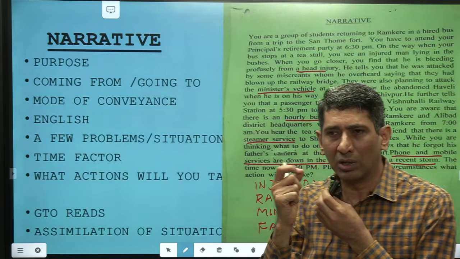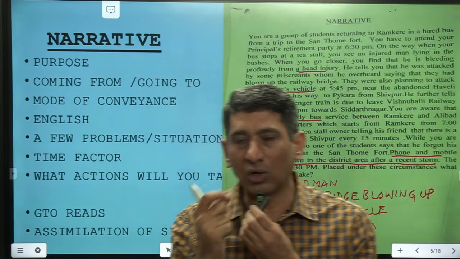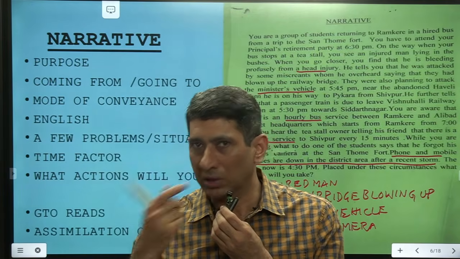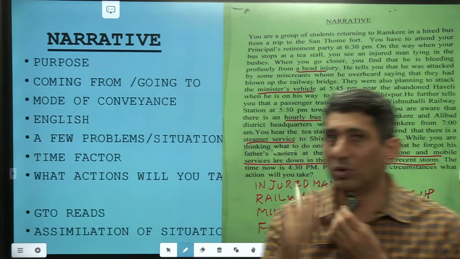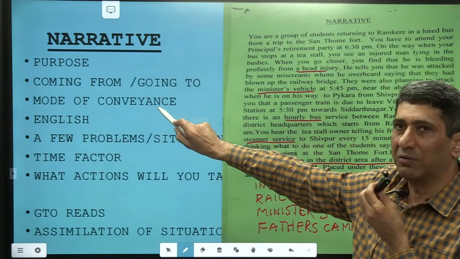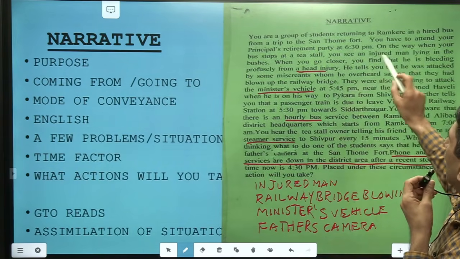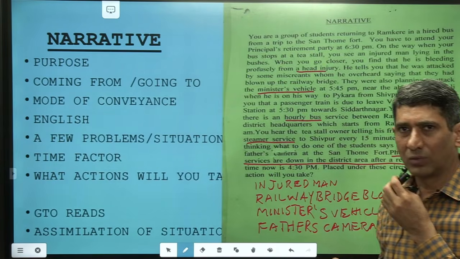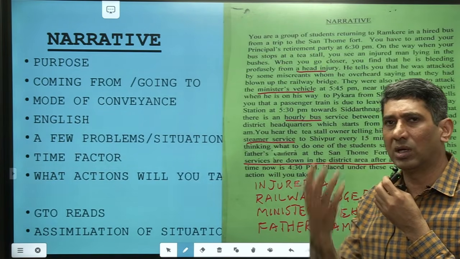A lot of children or a lot of students or a lot of candidates, they miss out on this. They don't know from which place they are going. Okay, now if you miss out on this, then you will find your solution will be in jeopardy. Okay, then mode of conveyance. Now in this case, he is talking of a hired bus. Okay, he's saying that we are going in a hired bus.